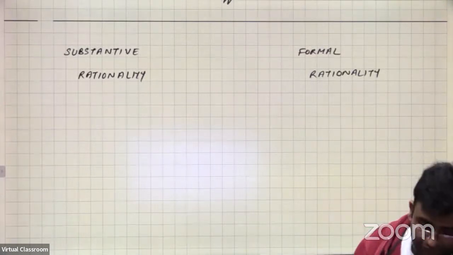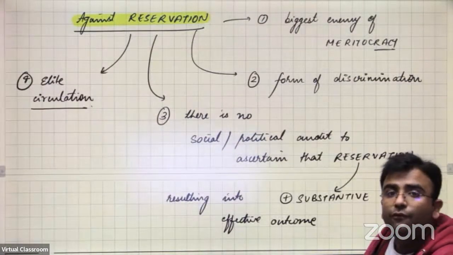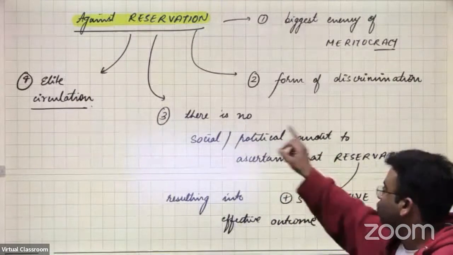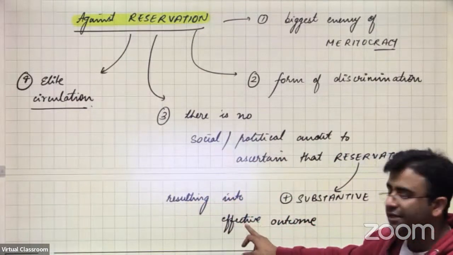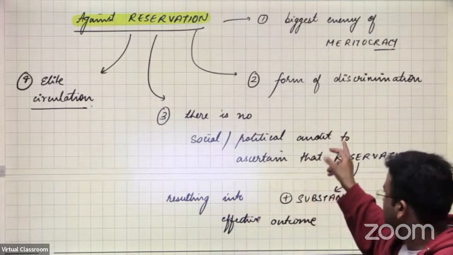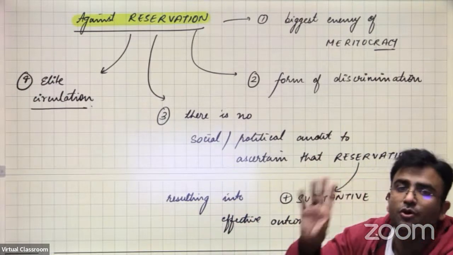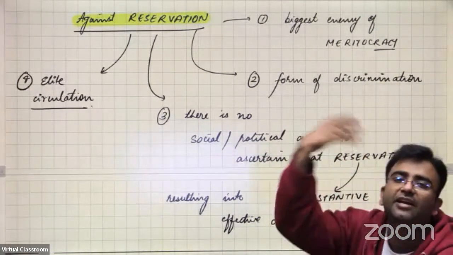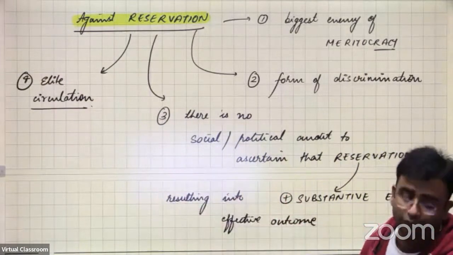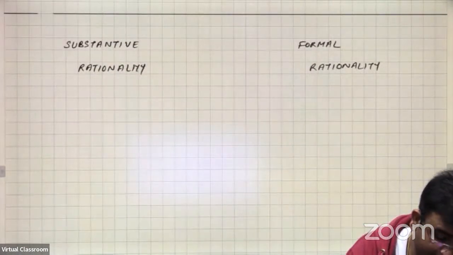The way forward to reservation is only that you have to carry out political and social audits to see whether reservations are resulting into intended benefits or not, to see whether reservation is resulting into substantive equality or not. So you have to first go for social audit and political audit, and after that make the necessary change. This is the way forward for reservation, everyone. Okay?